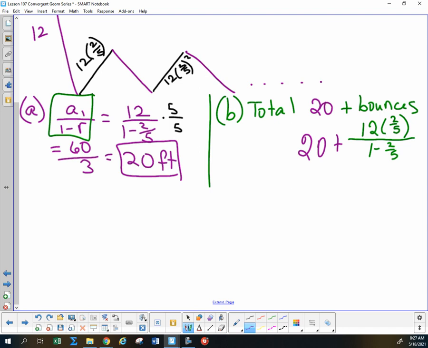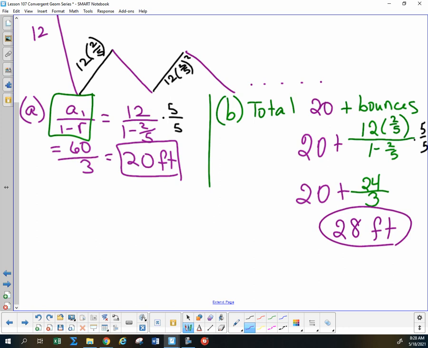And that one is such a mess. Let me multiply by dinky denominator over dinky denominator, so I'll multiply both by 5. So that becomes 24 in the numerator, 5 minus 2 in the denominator, so 3, so that I have 20 plus 8 for 28 feet total. And that's the harder way because of this mess to evaluate.